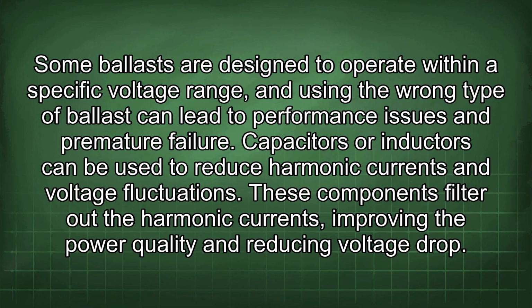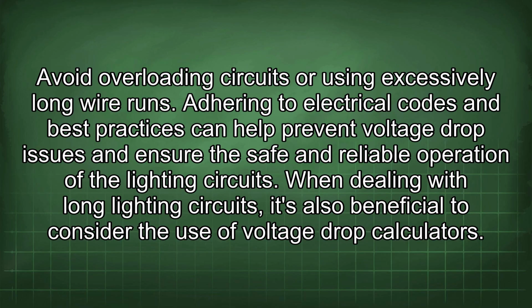Capacitors or inductors can be used to reduce harmonic currents and voltage fluctuations. These components filter out the harmonic currents, improving the power quality and reducing voltage drop. Avoid overloading circuits or using excessively long wire runs. Adhering to electrical codes and best practices can help prevent voltage drop issues and ensure the safe and reliable operation of the lighting circuits.